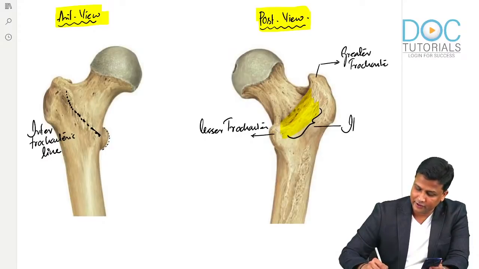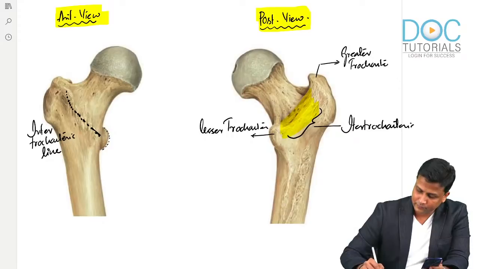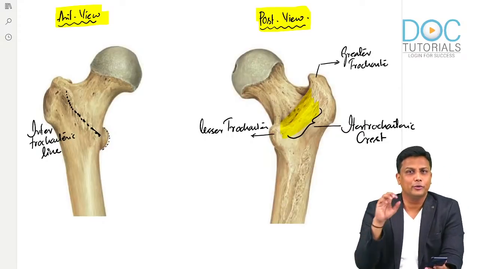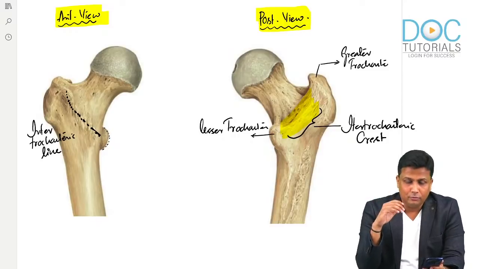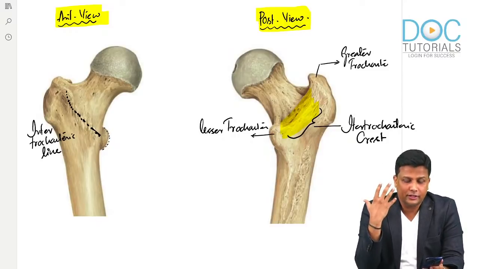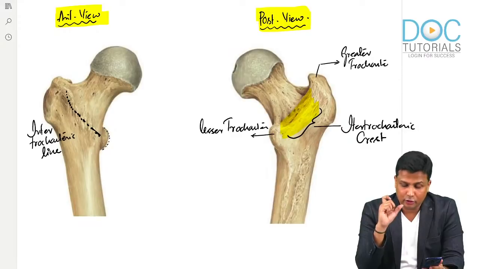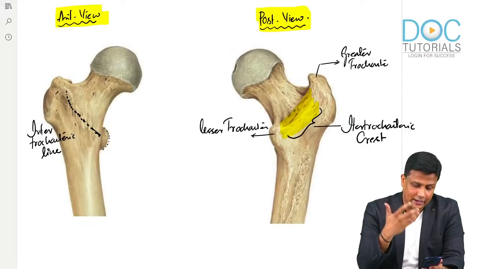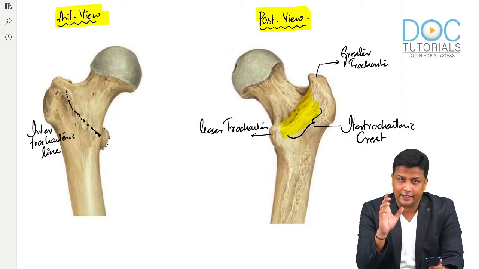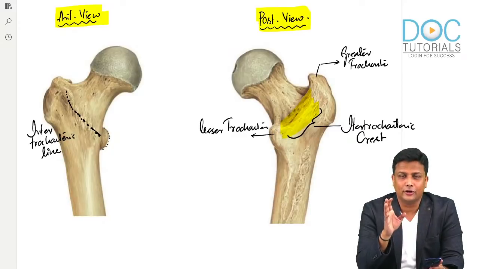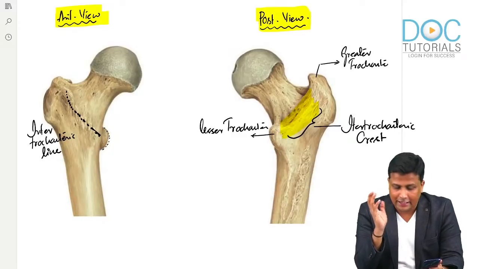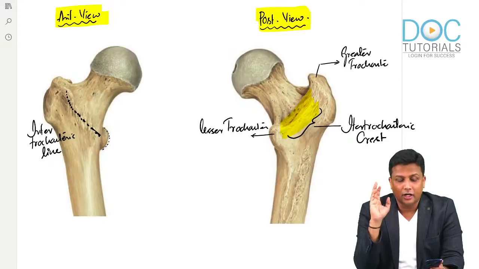That is the intertrochanteric crest. There is an intertrochanteric crest, guys. I hope you're getting me there. So on the posterior view of the femur, there will be the intertrochanteric crest, whereas on the anterior view, there will be the intertrochanteric line. I hope that is more than enough for you to identify the anterior view and the posterior view, guys.